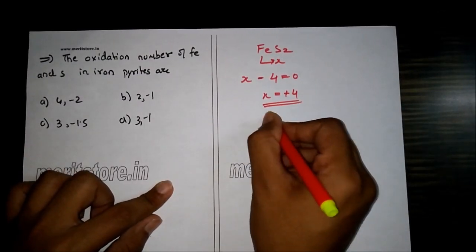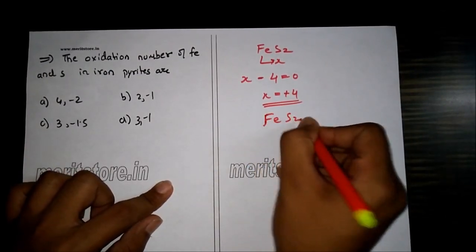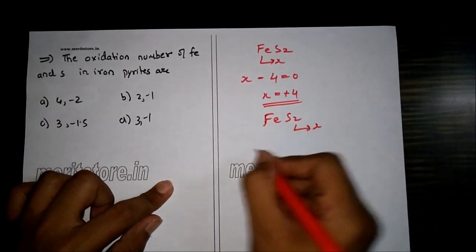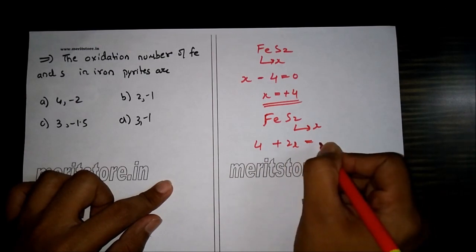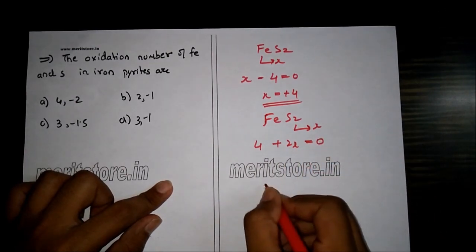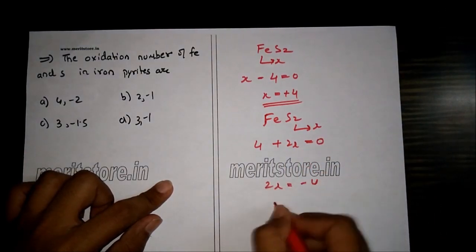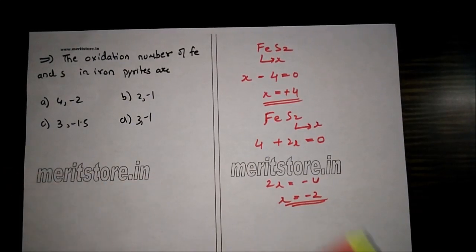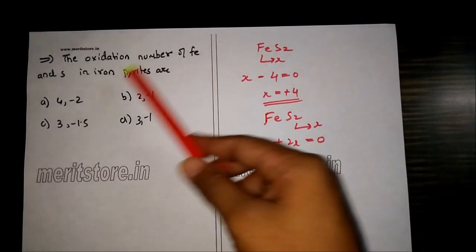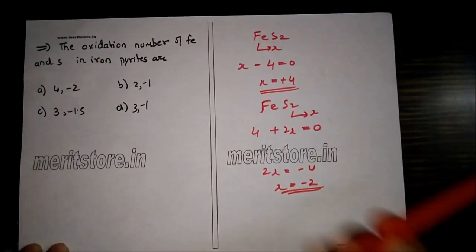Now let's find out the oxidation number of S. Let that be X. Therefore 4 plus 2x is equal to 0. Therefore 2x is equal to minus 4. So x is equal to minus 2. Therefore the oxidation number of Fe is 4 and S is minus 2, which is option A.